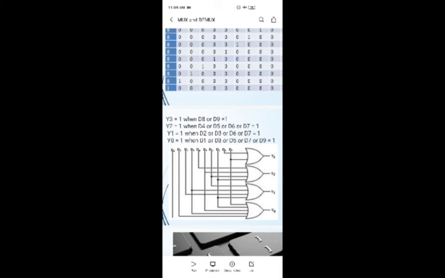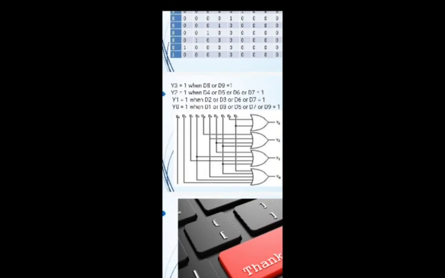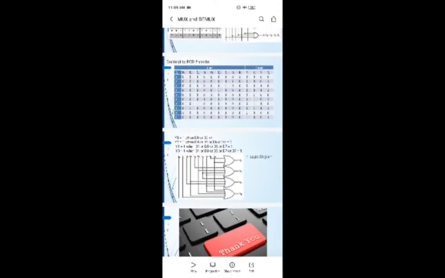Similarly, what is your Y2? Y2 will be high when D4 or D5 or D6 or D7 is high. So take D4, D5, D6 and D7 and connect them to an OR gate. Then similarly, Y1 and Y0 you can take correspondingly. So this is the implementation diagram for a decimal to BCD encoder. So this is all about the encoder sections.